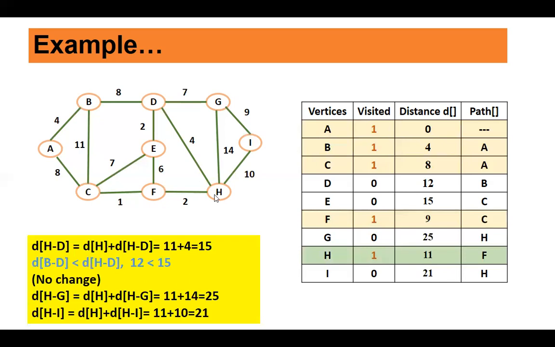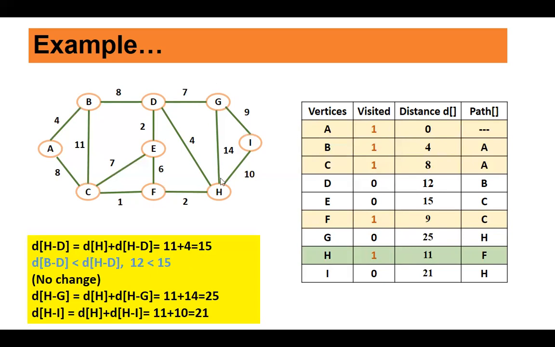Let us calculate from H to D. Now H to D is what? Distance of H, that is 11, plus distance from H to D, that is 4, which is 15. Now again check what is the current distance of D. Current distance of D is 12. The newly calculated distance is 15, right? So 12 is less than 15, so we will not make any change. D will remain as it is. We are not changing it.